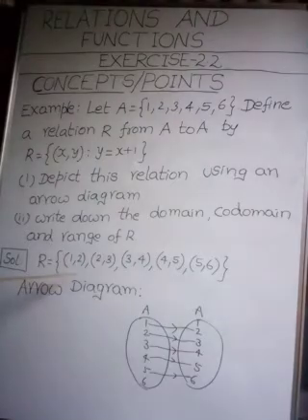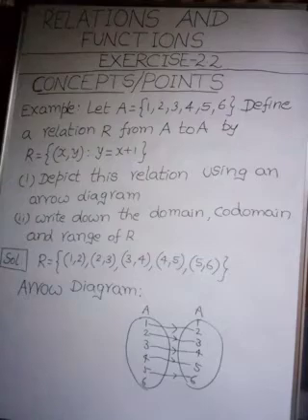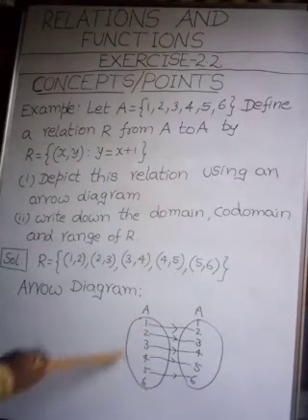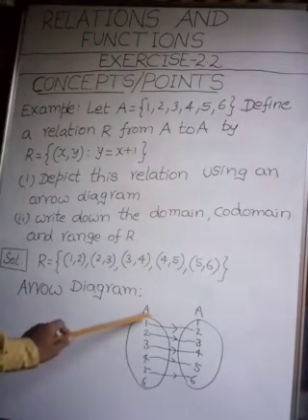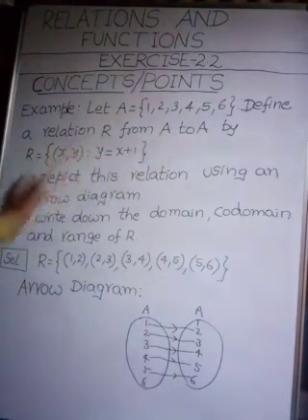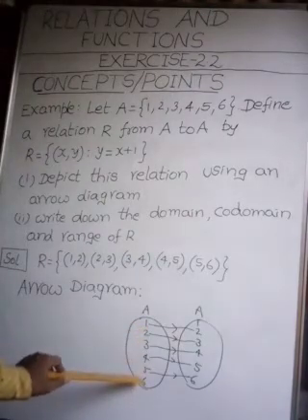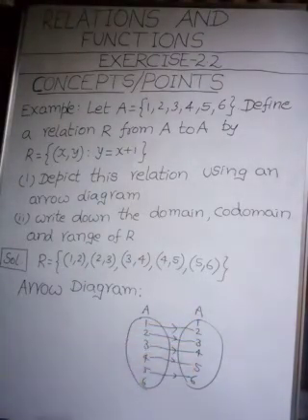Right. Now, we represent this relation by an arrow diagram. This is the visual representation of the relation R. So, the first set is A and the second set is also A. From A to A, R is defined. So, A is equal to {1, 2, 3, 4, 5, 6}. In the second set also I wrote elements 1, 2, 3, 4, 5, 6.